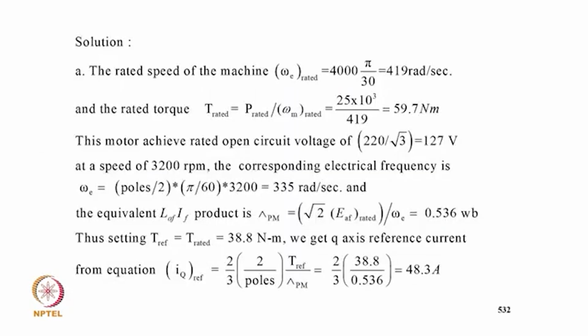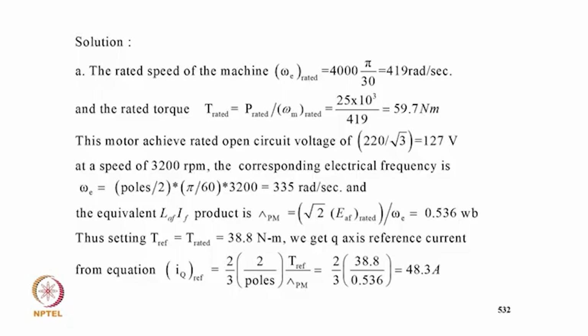So the solution: the rated speed of the motor is 419 radian per second, and rated torque is 59.7 Newton meter, and open circuit voltage is 230 by root 3, 127 volt at speed 3000 rpm. The corresponding omega equals 335 radian per second, and the equivalent circuit LAF IF, that product is lambda PM, that's 0.536, and T reference equal to T rated 38.10.